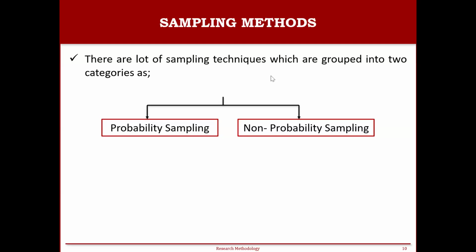The first one is probability sampling, and the second one is non-probability sampling. Right? So we can categorize sampling methods into 2 parts: probability sampling and non-probability sampling. Under probability sampling, we can identify different sampling techniques. And again, under non-probability sampling, we can identify different sampling techniques.